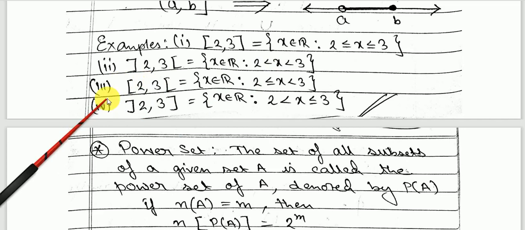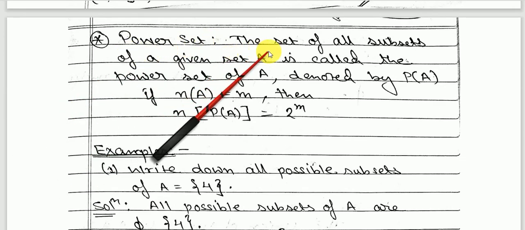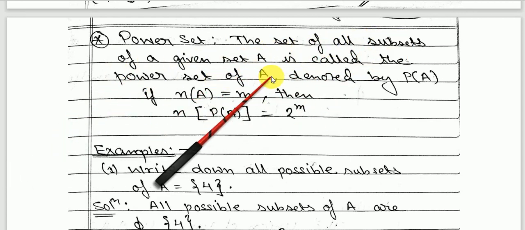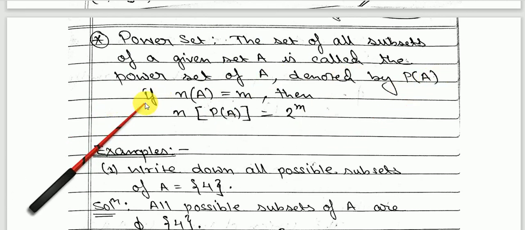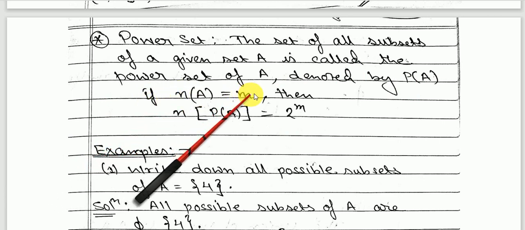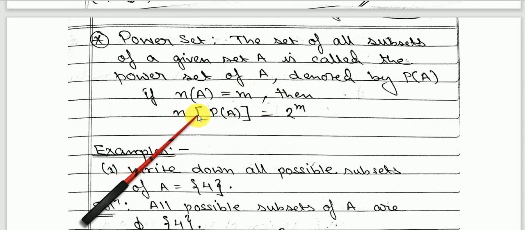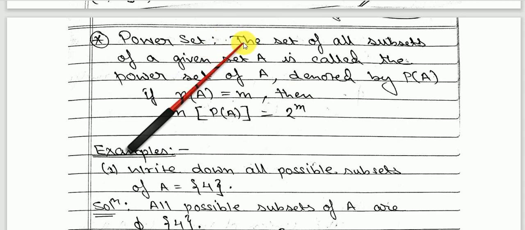Okay, next is power set. The set of all subsets of a given set A is called the power set of A, denoted by P(A). If the number of elements in set A is equal to m, then the number of elements in that power set will be 2 to the power m. So when we talk about the power set of set A, it will be the set of all subsets of set A.